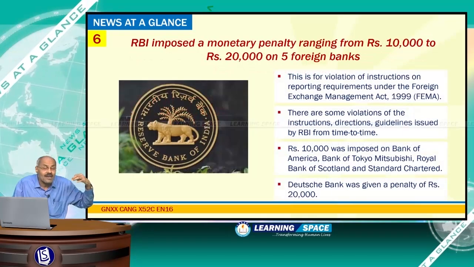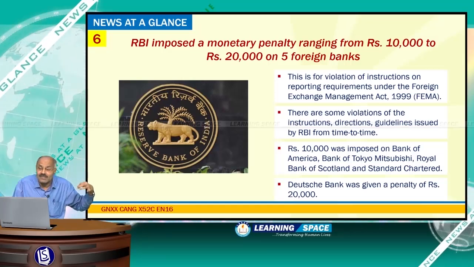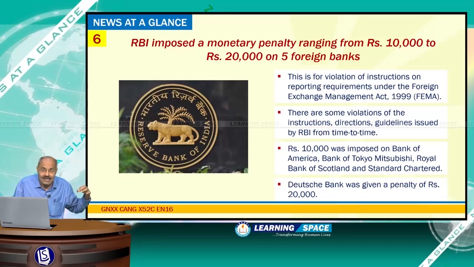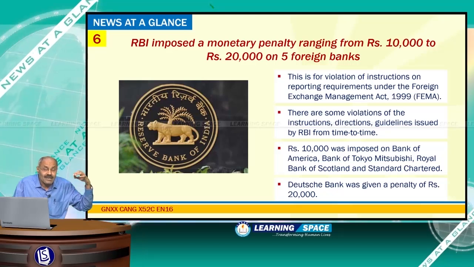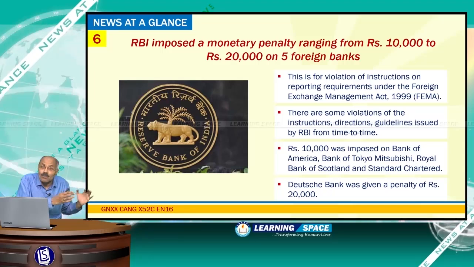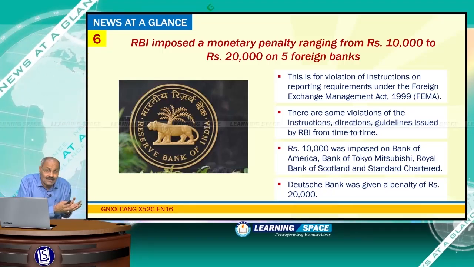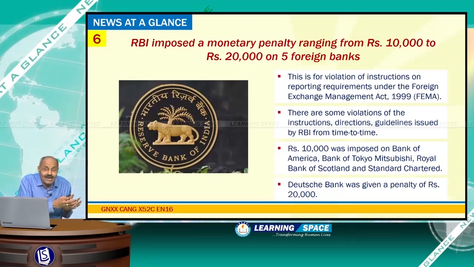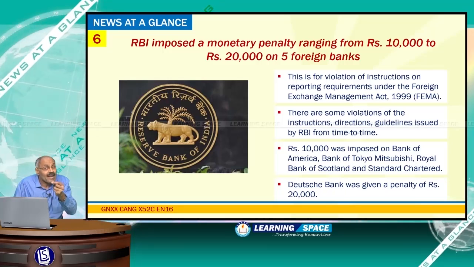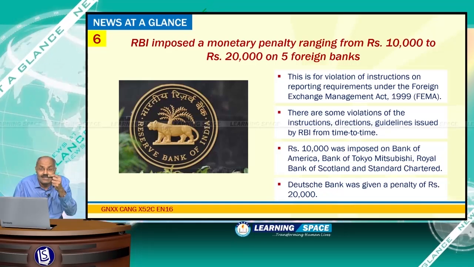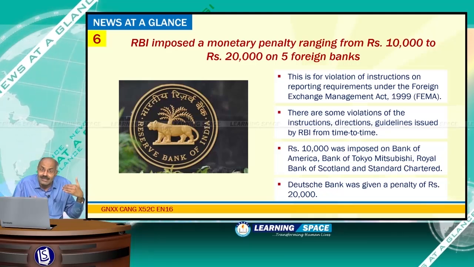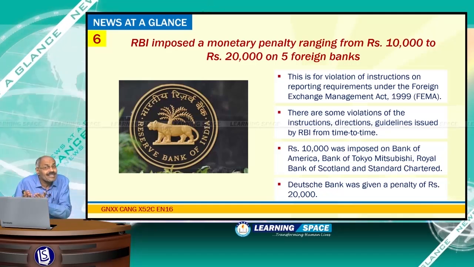The next one: the Reserve Bank of India imposed a penalty ranging from rupees 10,000 to rupees 20,000 on 5 foreign banks. And two things I would like to tell you. The Foreign Exchange Management Act 1999 is monitored by the Reserve Bank of India. If any violation is there, the Reserve Bank imposes penalties. And there is another act, the Foreign Contribution Regulation Act or FCRA 2010, that stipulates various guidelines for receiving donations by non-government organizations, which is regulated by the Ministry of Home Affairs.